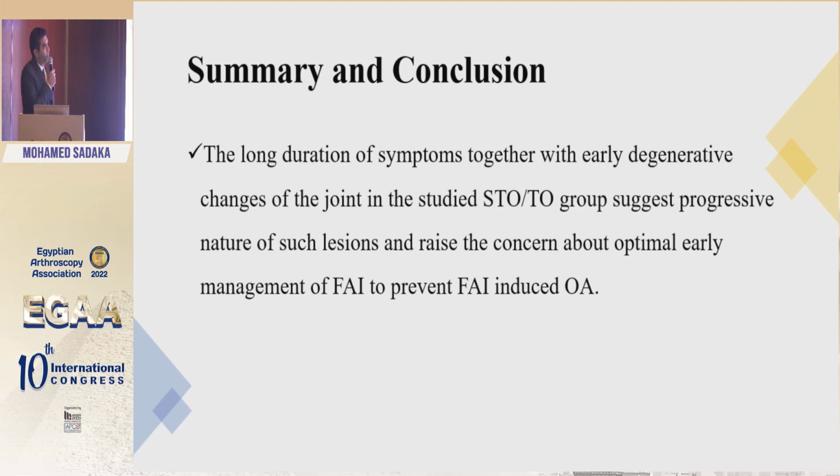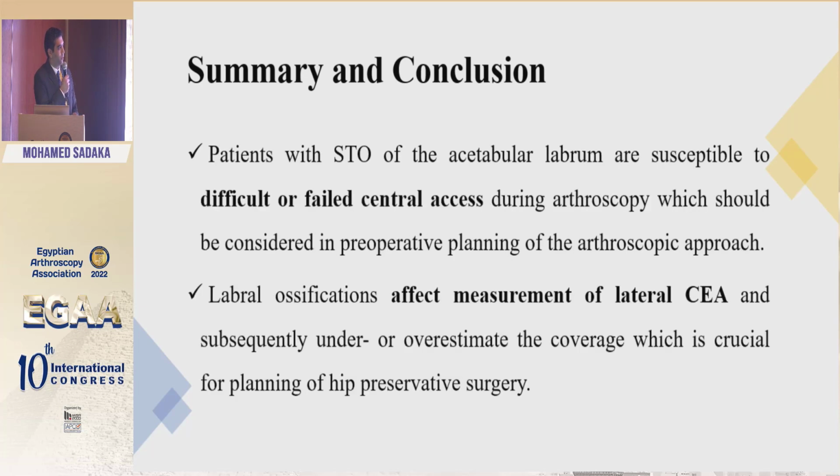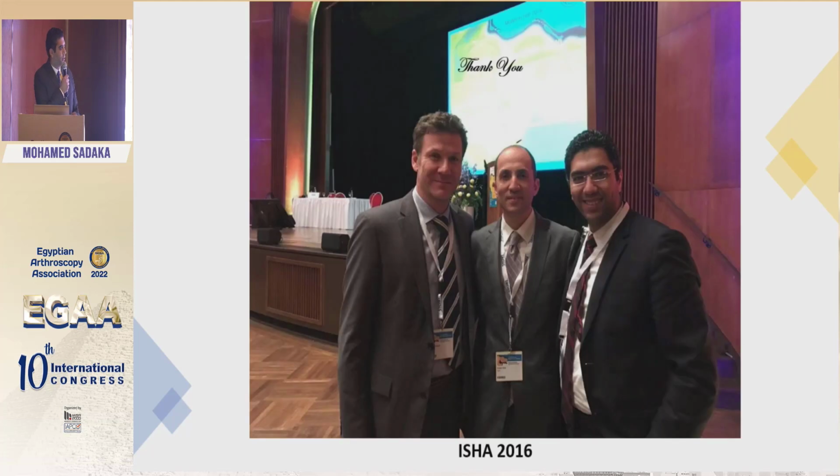The long duration of symptoms together with early degenerative change of the joint suggest the progressive nature of such lesions and raise a concern about optimal early management of FAI to prevent FAI-induced osteoarthritis. Patients with subtotal ossification of the labrum are susceptible to difficult or failed central access, so this should be considered in preoperative planning of the arthroscopic approach, and it affects the measurements of the lateral center edge angle with subsequent under or overestimation of the coverage, which is crucial for planning of preservation surgery.